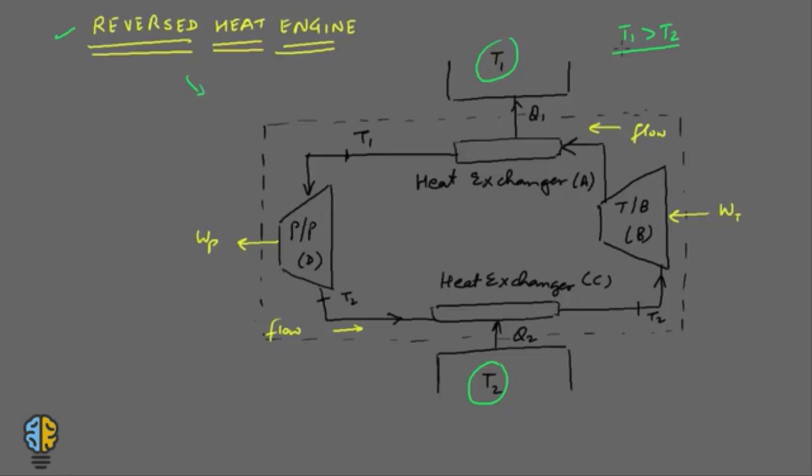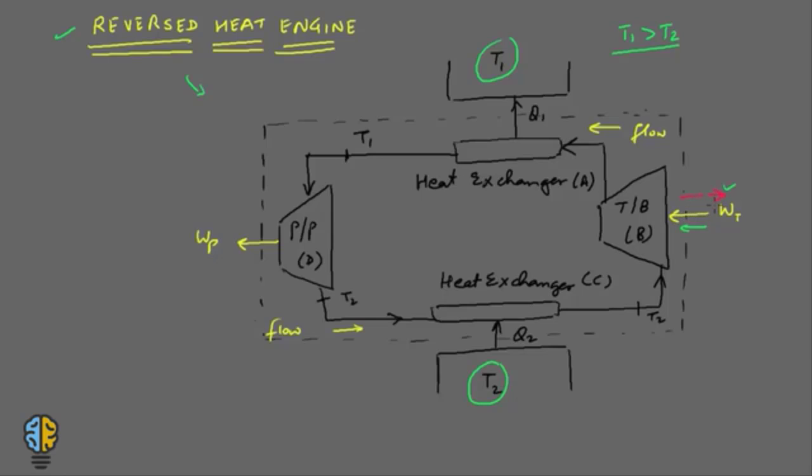Now this is a heat engine which is individually reversed. All the processes are reversed. In a heat engine you get some work output from the turbine, but here it is in the reverse direction. If it was a conventional heat engine, this direction would have been in this direction. But now it is reversed.